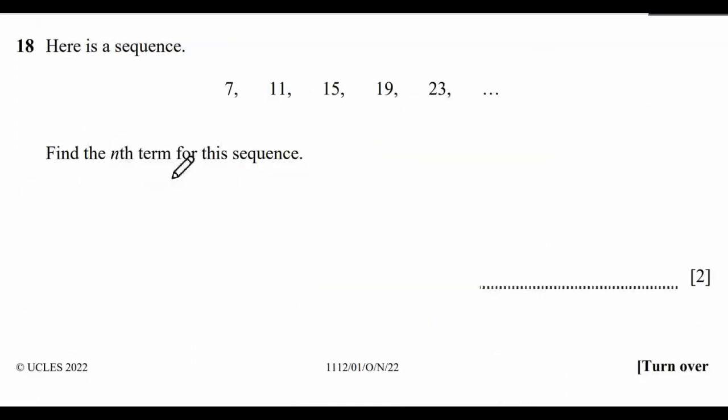Next number. Question 18. Here's a sequence: 7, 11, 15, 19, 23. Find the nth term for this sequence. What is the nth term?